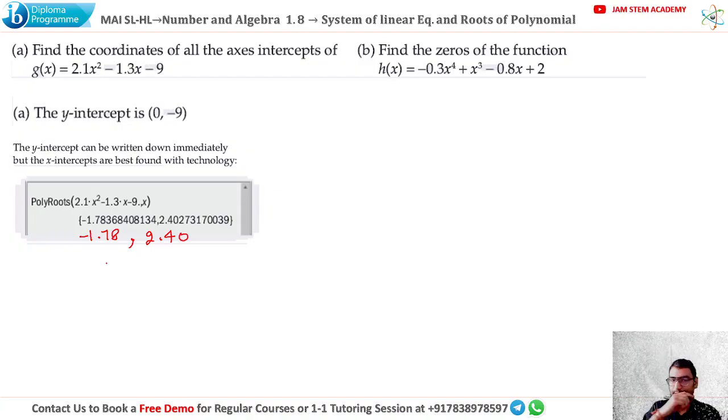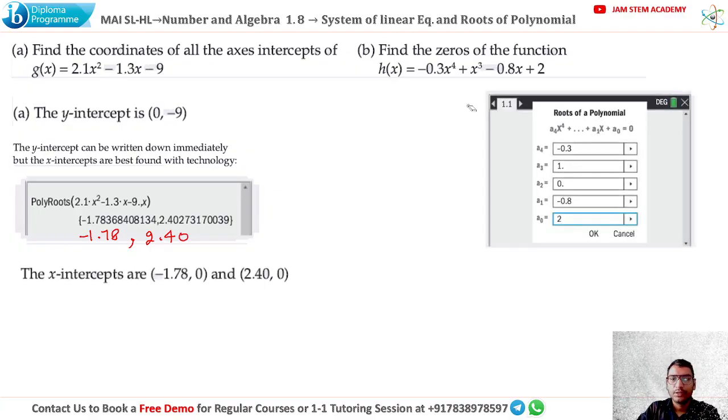Okay, that's the answer. Now, the second question says find the zeros of this function. It is a degree 4 polynomial, right? So again go to that calculator, roots of the polynomial. This time you have to choose the degree 4. Okay, so when you choose the degree 4 in your calculator, it will show you this thing.